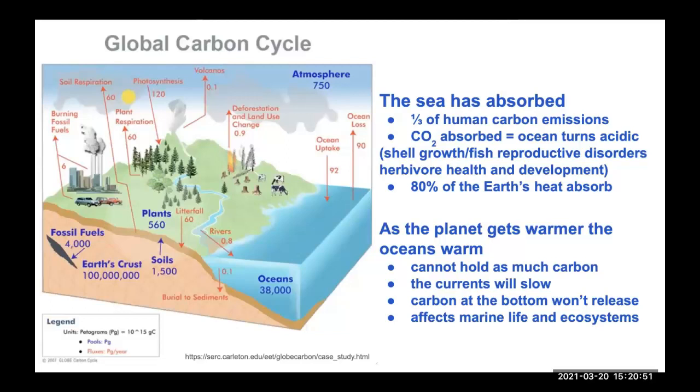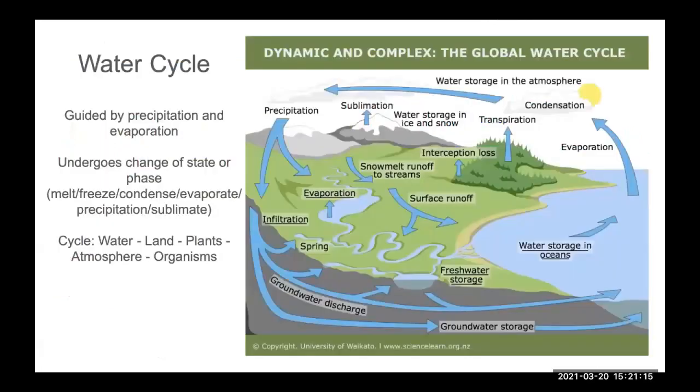As well, the sea absorbs 80% of the Earth's heat. So as the planet gets warmer, the oceans continue to warm. The warmer they get, the less carbon they can hold. The currents will slow down, so now the stuff at the bottom isn't going to be released. It will also affect marine life and our ecosystems because we aren't getting that cycle of things continued.